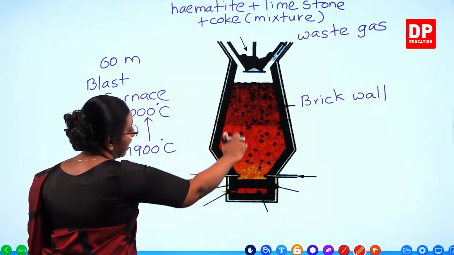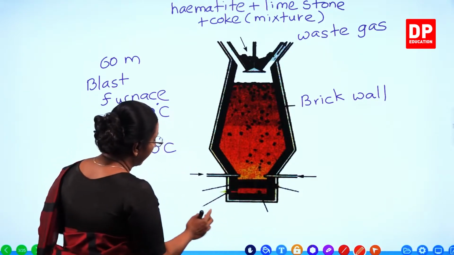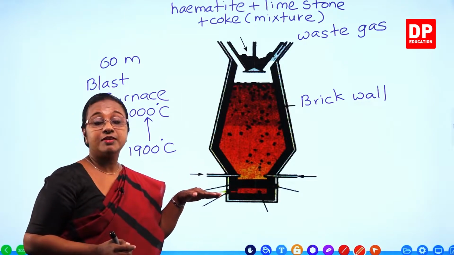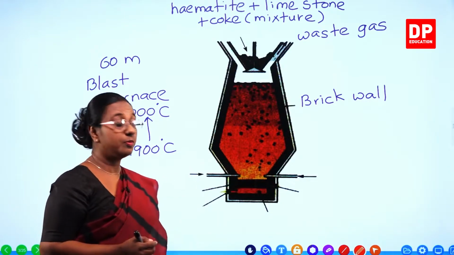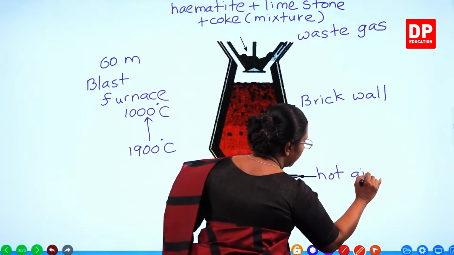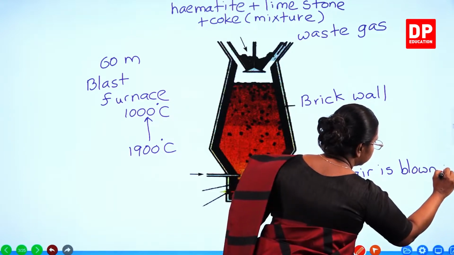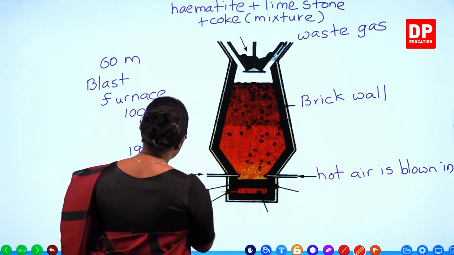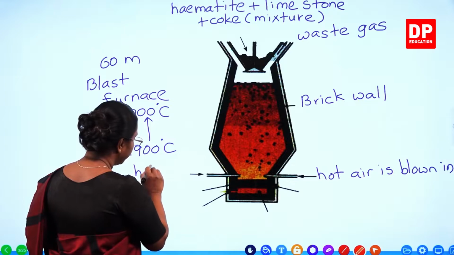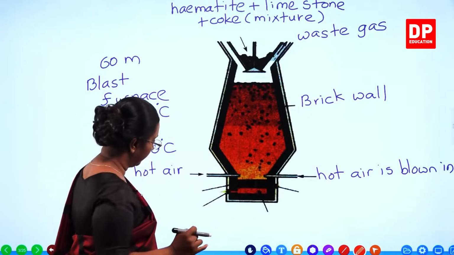So different reactions take place, and here you can see there are 2 arrows shown. That is where the hot air is blown in. So here hot air is blown in. So this side also we have hot air that is blown in through these openings.